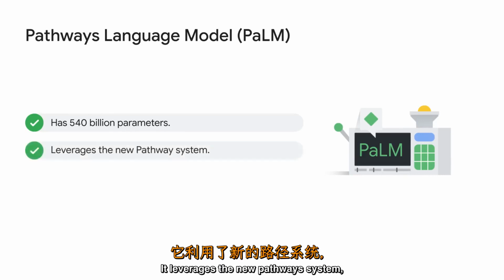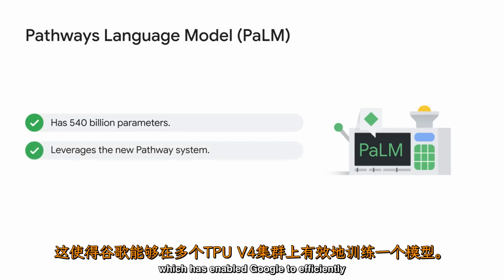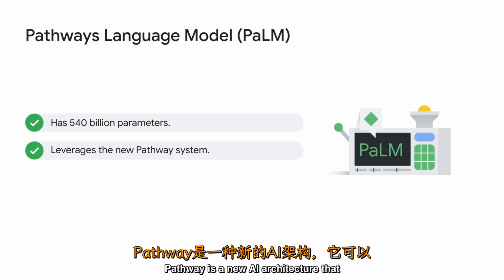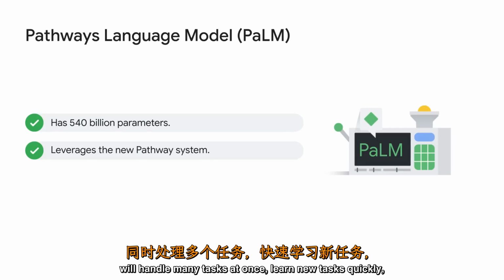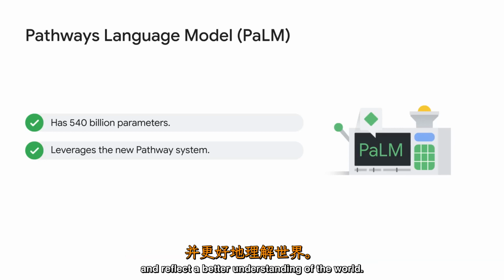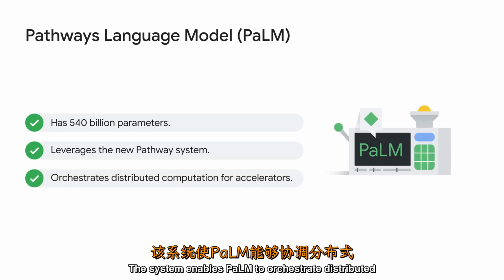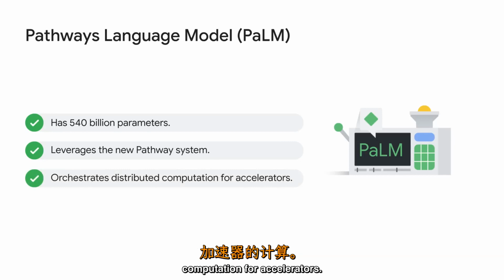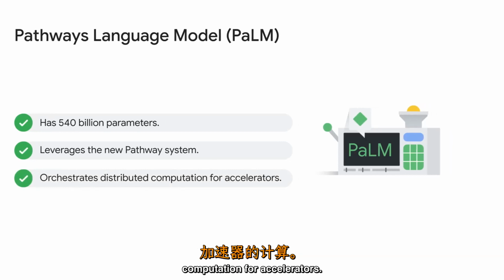It leverages the new Pathways system, which has enabled Google to efficiently train a single model across multiple TPU v4 pods. Pathway is a new AI architecture that will handle many tasks at once, learn new tasks quickly, and reflect a better understanding of the world. The system enables PaLM to orchestrate distributed computation for accelerators.